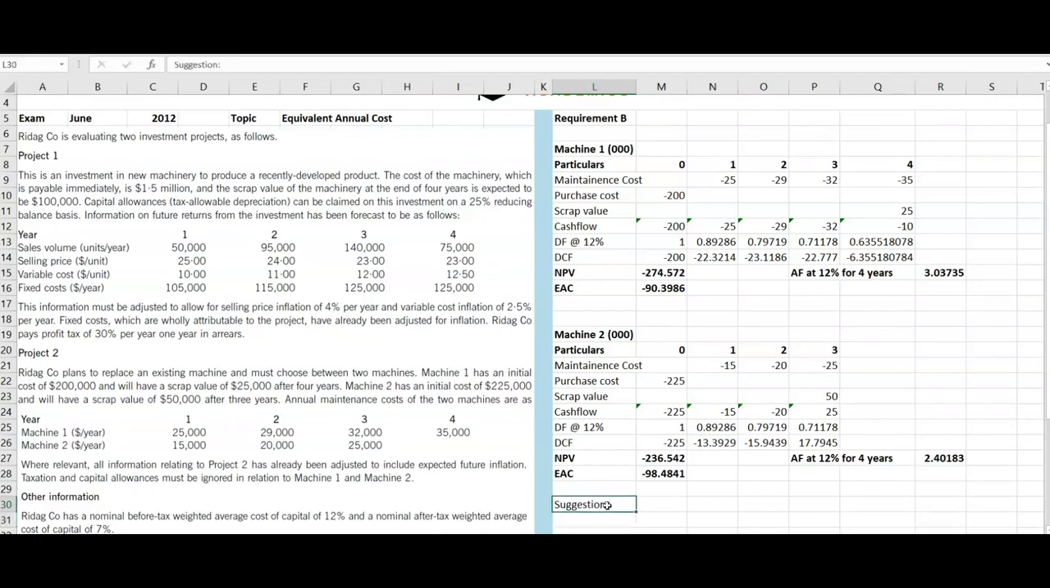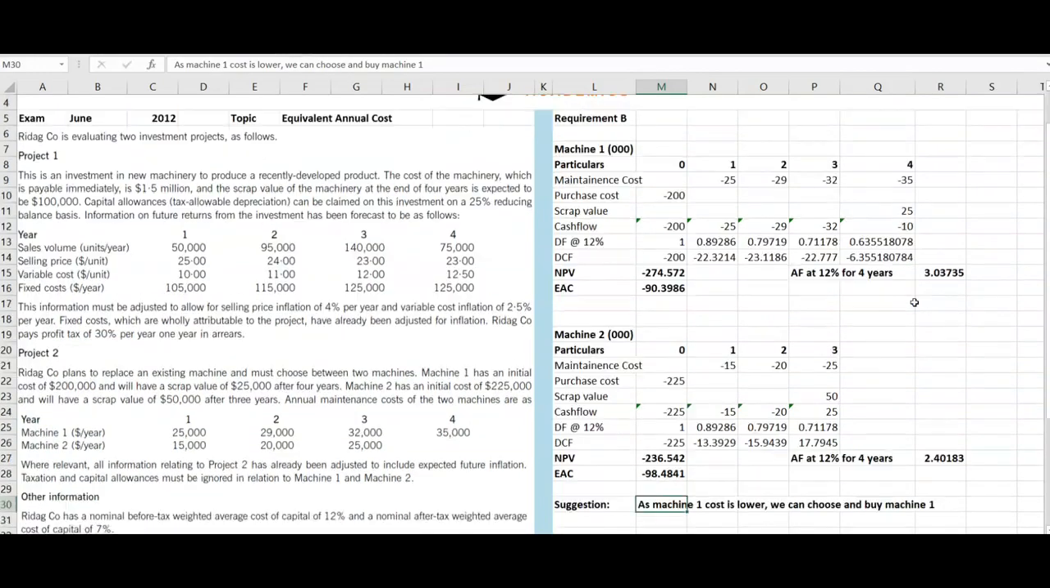The suggestion will be whichever cost is lower. Machine 1 cost is lower. So as machine 1 cost is lower, we can choose and buy machine 1. So that is about the choice being made.